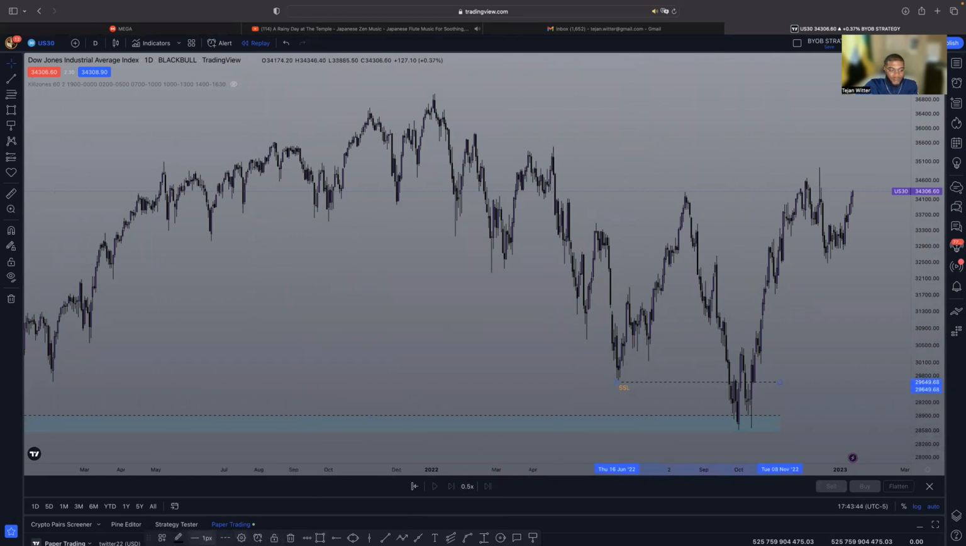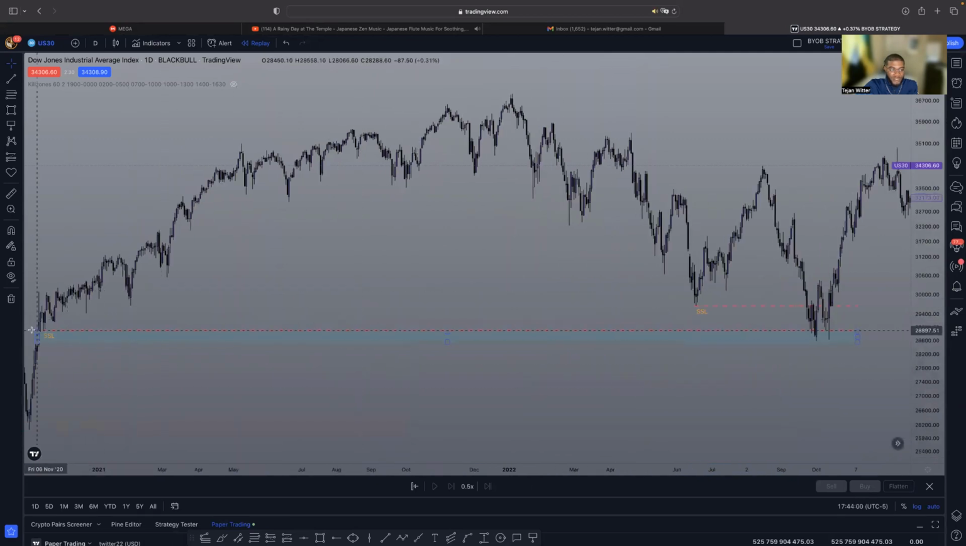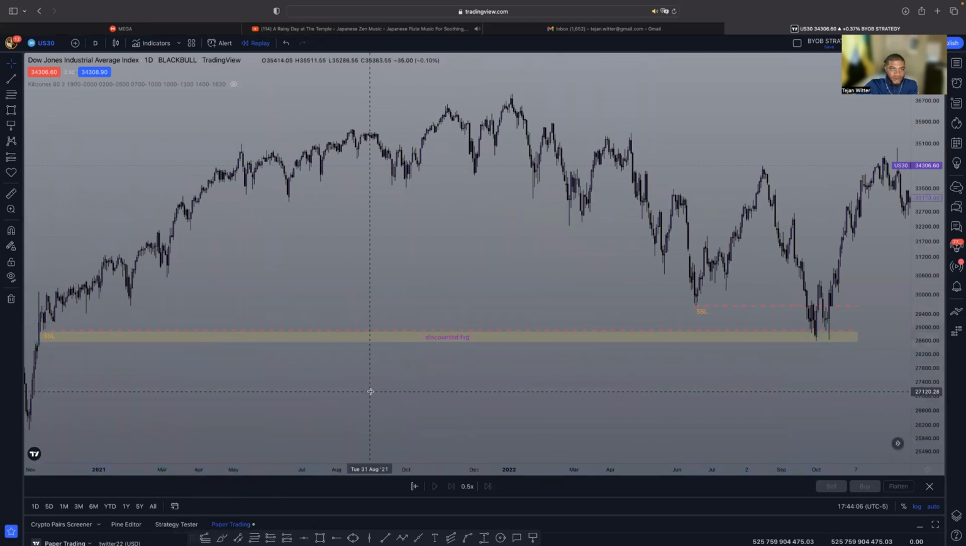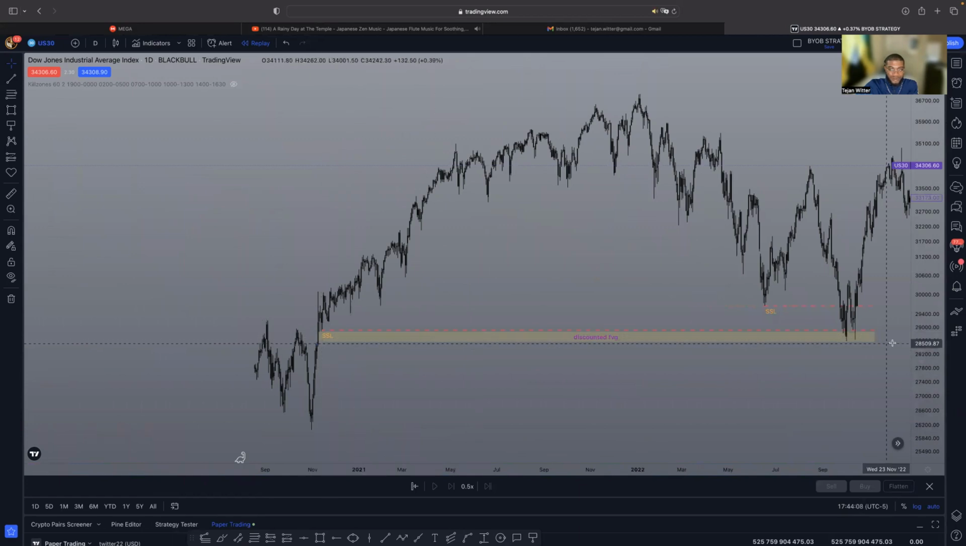I'll make it so that you guys can see it a little bit clearer. So boom, we have sell side liquidity taken from this major swing low. We have sell side liquidity taken from these lows over here. And then we have a fair value gap in the discounted area over here. Perfect.